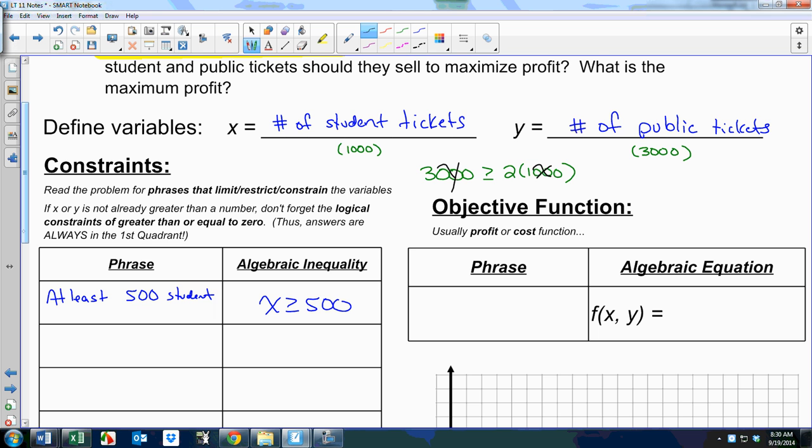All right, and I don't want this recording to take too long and your notes to take too long, but the phrase, at least twice as many, blah, blah, blah. That's the phrase. Translates into what algebraic inequality? Y is greater than or equal to 2x.